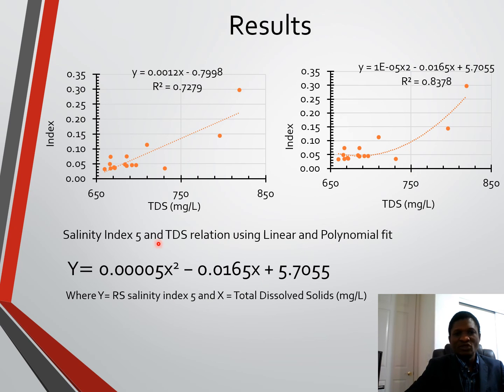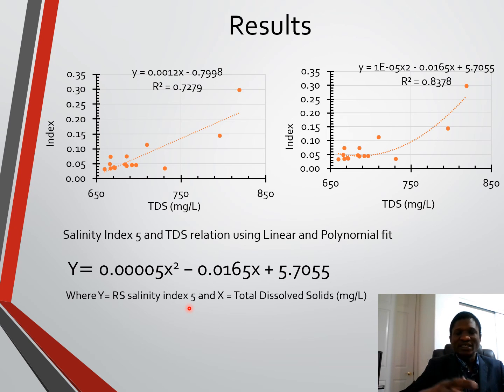So from that, the univariate model that was adopted is y equals 0.00005 x squared minus 0.0165 x plus 5.055. What this means is that y is the satellite salinity index 5, and x is the total dissolved solids. So for a given year, let's say 2019, 2020, when you collect these Landsat images, you can compute the salinity index 5 using the relation given, and once you have the salinity index 5 for all the data given, you are able to predict the total dissolved solids without carrying out any field or lab analysis, which saves a lot of money.